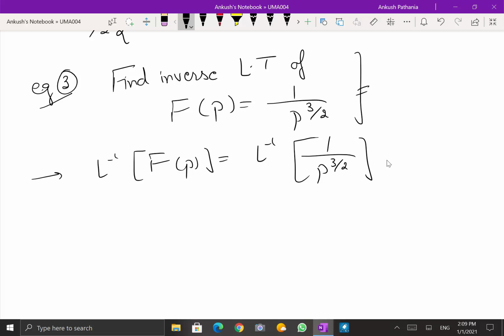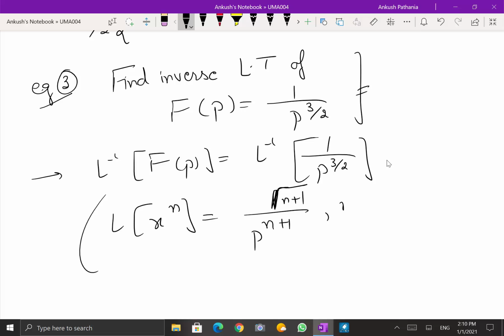p raised to power is some real number, 3 by 2 is a real number, and we know very well that Laplace of x raised to power n is gamma of n plus 1 upon p raised to n plus 1, n greater than minus 1 and a real number. So whenever we have Laplace inverse of 1 upon p raised to power a real number, this formula that contains the gamma function is going to be used in one way or another.